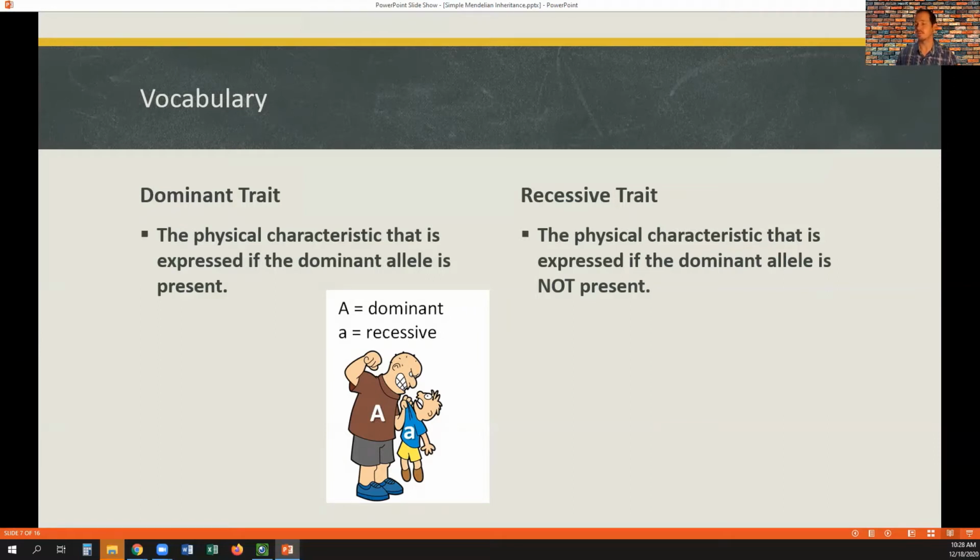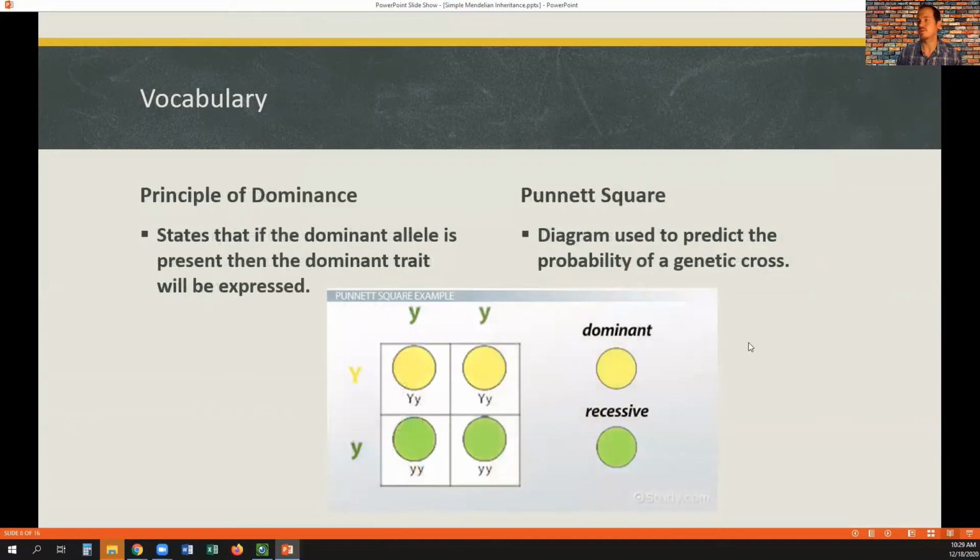So we're going to get into the principle of dominance here in a bit. If in the genotype the dominant allele is present, that dominant allele will show through over the recessive allele. So the recessive trait is the physical characteristic that is expressed only if the dominant allele is not present. When only the recessive allele is present, then the recessive trait will actually be expressed in the individual organism.